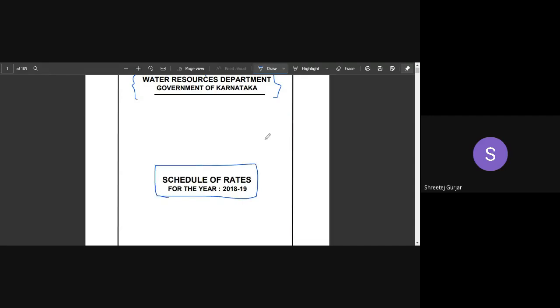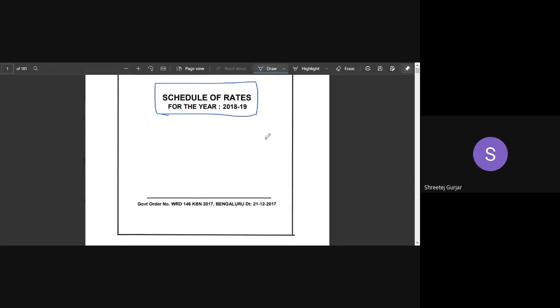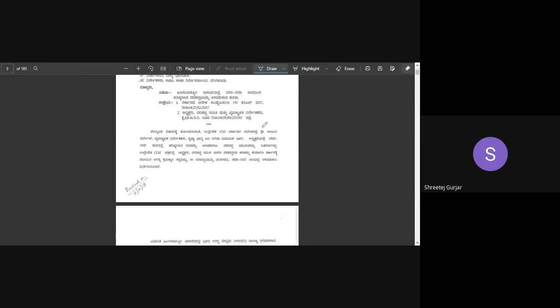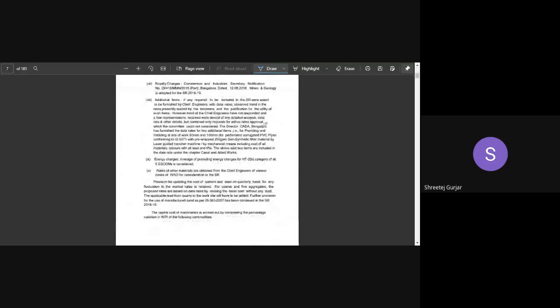So you will get all kinds of details in this particular schedule of rates. So this is 2018, 2019. If you find the latest one, you can share with us. Okay, let us just check what all is included in this schedule of rates.